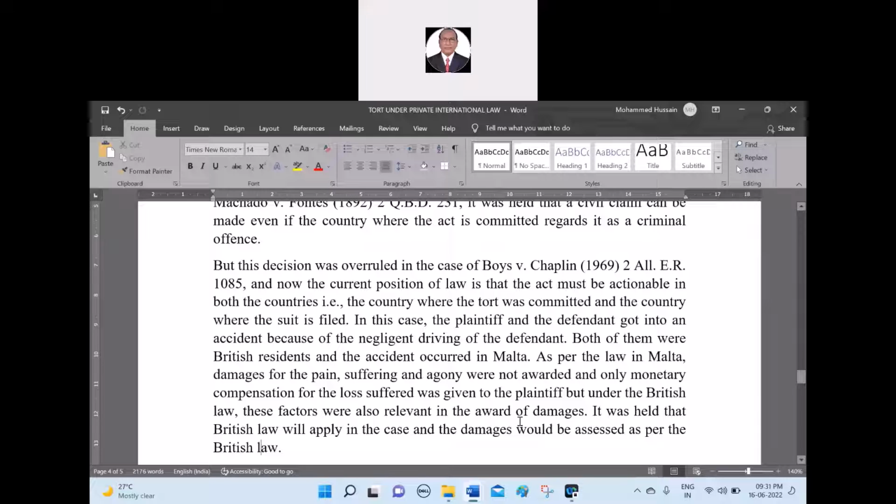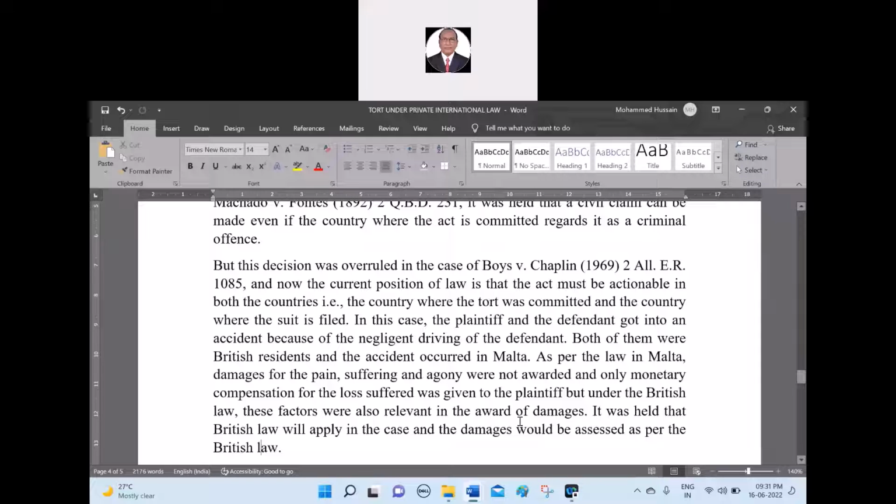Even the substantive law can be replaced by the other country's law when there is justice to the party and there is no contravention of their public policy or the existing statute or legislation in that country, including the constitution. Now in this case law, they said to pay special damages also, because two members are from Britain only. But the only thing is, the accident happened in Malta.